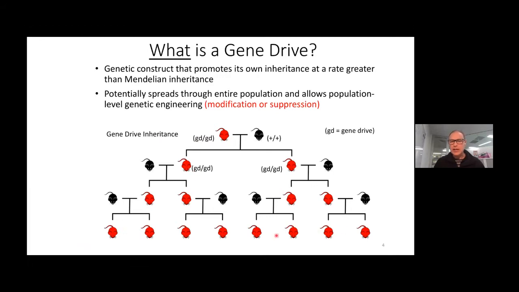And as you can see, if it's passed on 100% of the time, this could very rapidly spread through a population. So it allows population level engineering, which is very useful for many contexts. I'll tell you about a couple in a moment. And it can be used to modify that population. For example, you can imagine spreading a malarial resistance gene in the case of mosquitoes, or you could potentially use it to suppress the population by, for example, spreading an infertility gene. And I'm going to give you some examples of that as we go through the presentation.